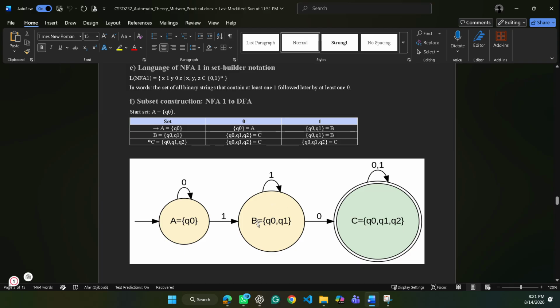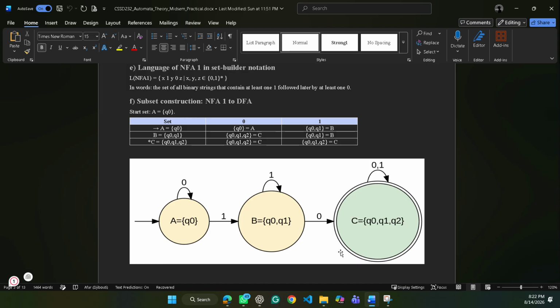A receives an input of 0, it stays at A. A receives an input of 1, you go to B. B receives an input of 0, you go to C. B receives an input of 1, you maintain your position. C receives an input of 0, you stay at C. C receives an input of 1, you stay at C. So the NFA has successfully been converted into an equivalent DFA. Well, that completes task 3.